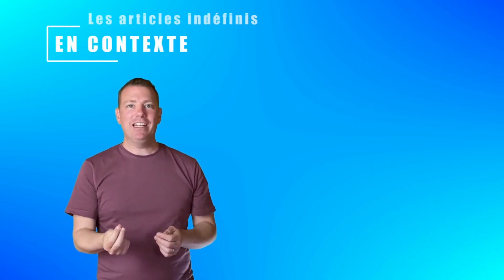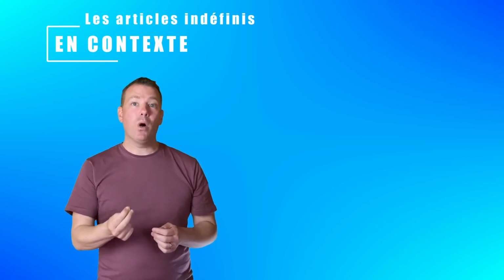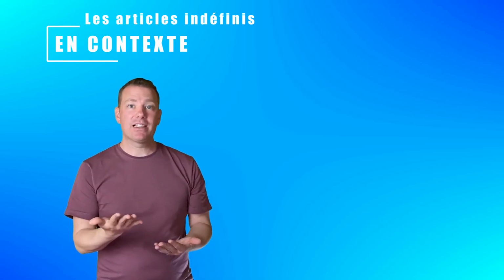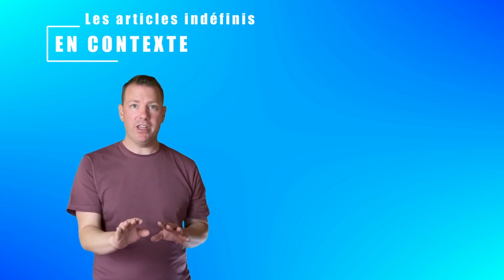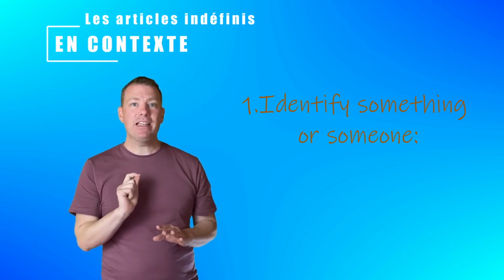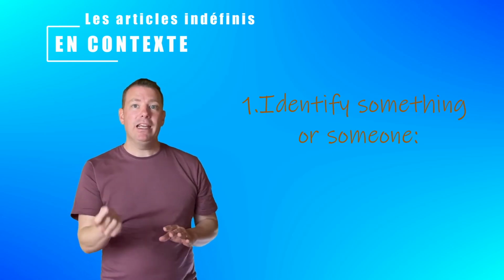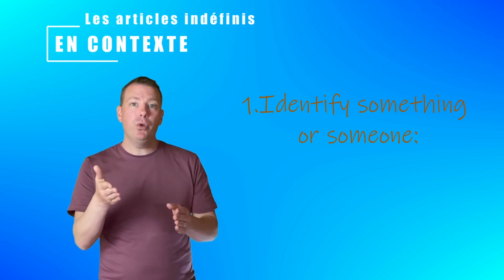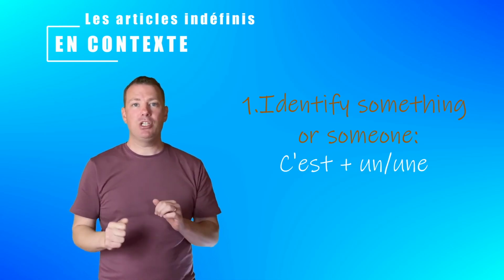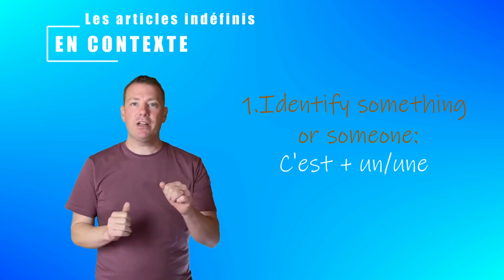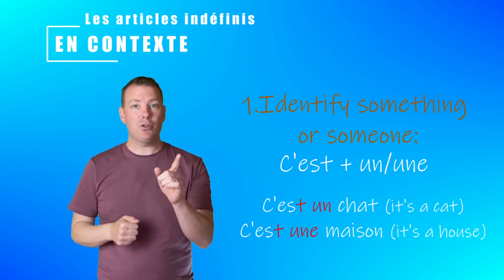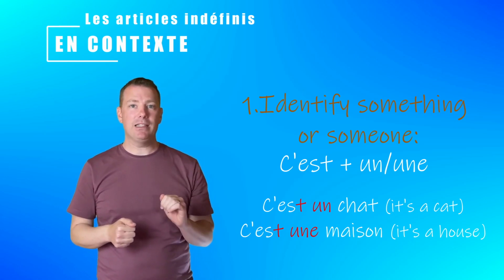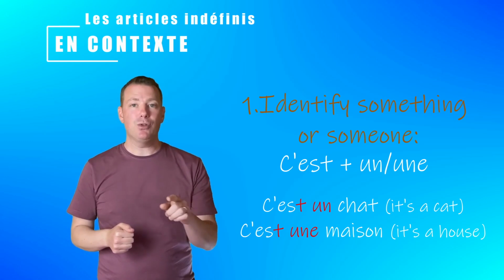Okay, how to use them in context now. Use the indefinite articles when talking about one or several individual things that you can count as opposed to an entire category of things. This can be to identify something or someone. In this case, use un or une along with c'est, which means it is. For example, c'est un chat, c'est une maison, and please note the liaison between c'est and the indefinite article. C'est un chat, c'est une maison.